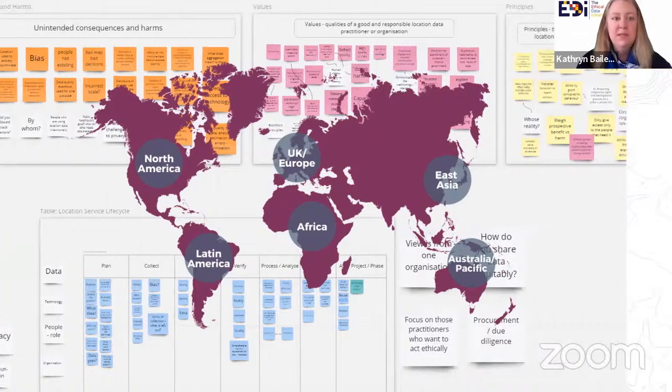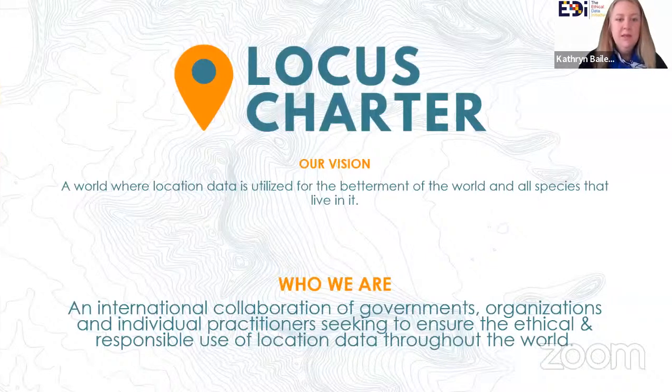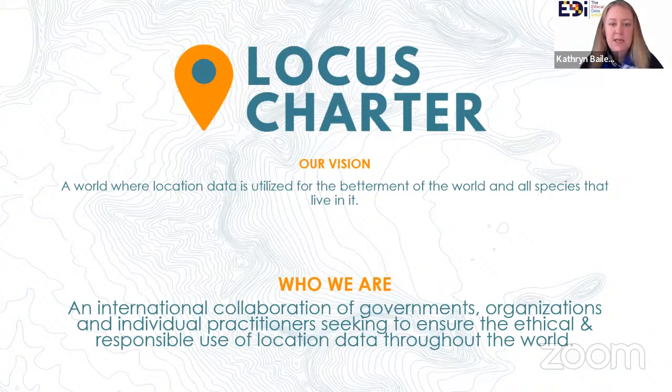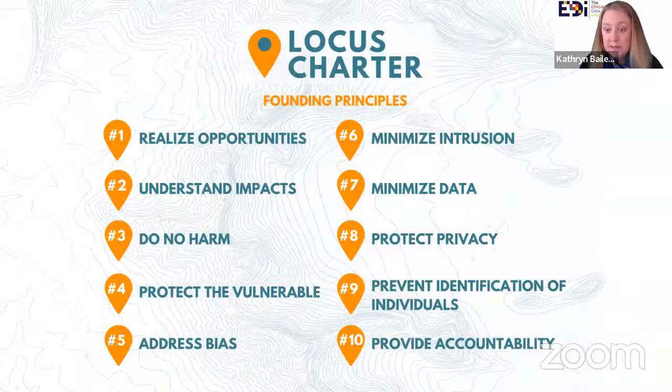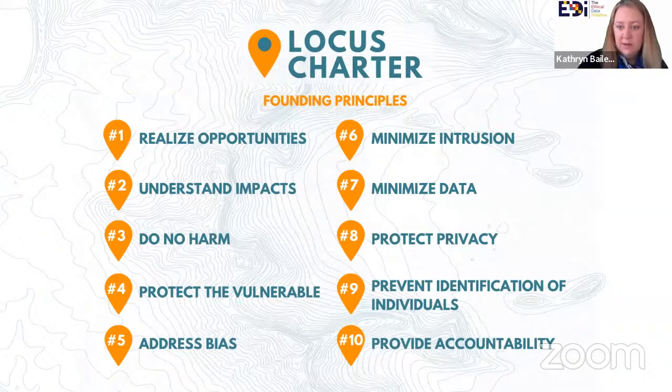We'll just look quickly at those principles. The Locus Charter's vision is a world where location data is utilised for the betterment of the world and all who live in it. The Locus Charter is an international collaboration of governments, organisations and individual practitioners seeking to ensure the ethical and responsible use of location data throughout the world. As we said, there are 10 principles that they came up with, and all of them have equal importance because all of them have more or less importance to others within the group.